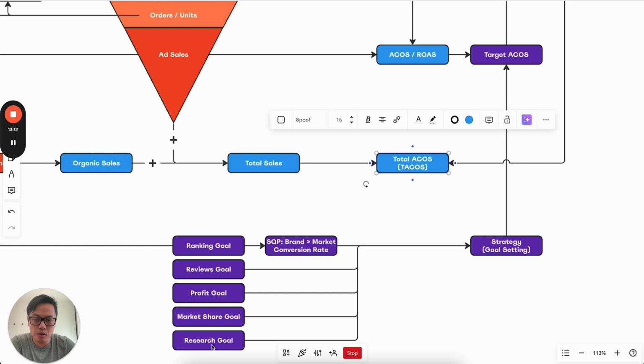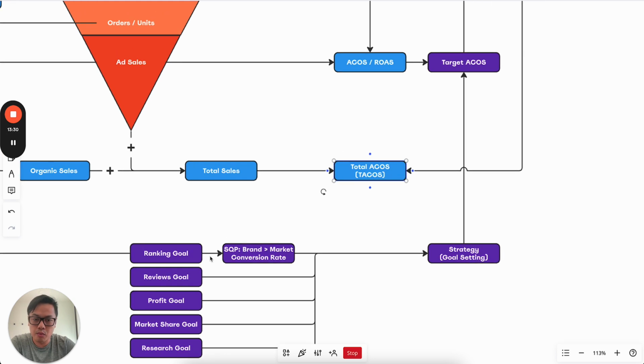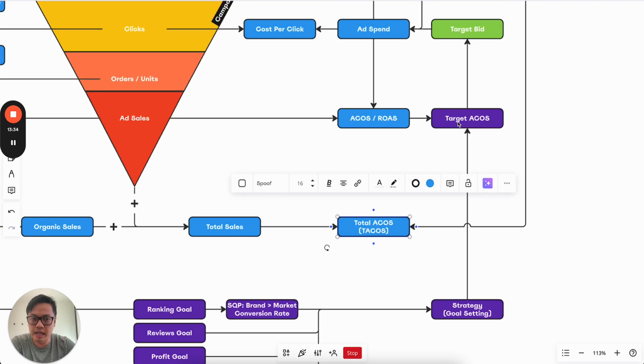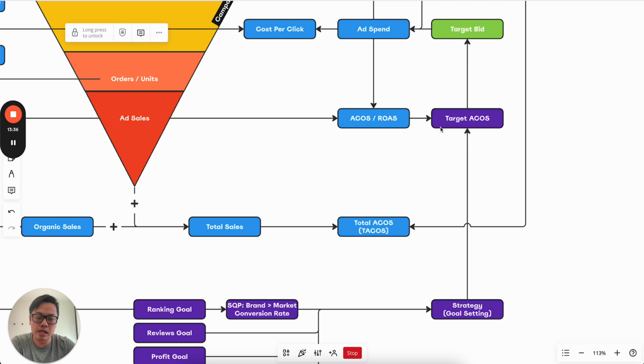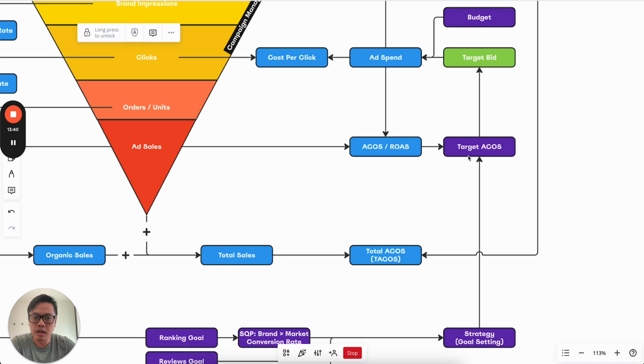With all these goals, we use data to understand how we set them. For me in particular, I like to use the Search Query Performance Report, really understanding the brand and the market conversion rate. It really helps drive a lot of the decisions. From there, we set the strategy, and that strategy is then translated into a target ACoS. So what is the goal of that target ACoS?